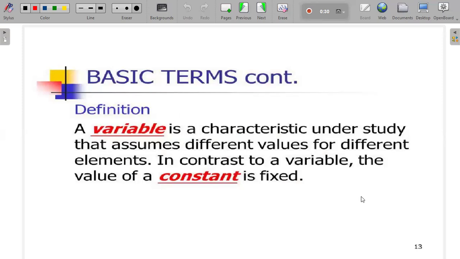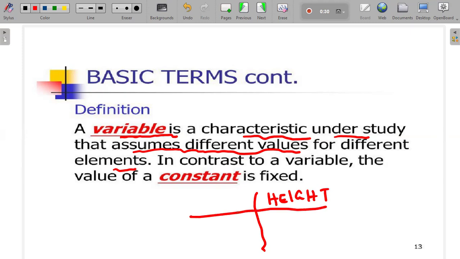Okay, so let's talk about what a variable is. I have a definition there on your screen. We say a variable is a characteristic under study that assumes different values for different elements. So for example, we can say height of people in class. Maybe we have students here, Mary, Paul, and John. Maybe Mary is 1.2, Paul is 1.7, and John is 1.5.